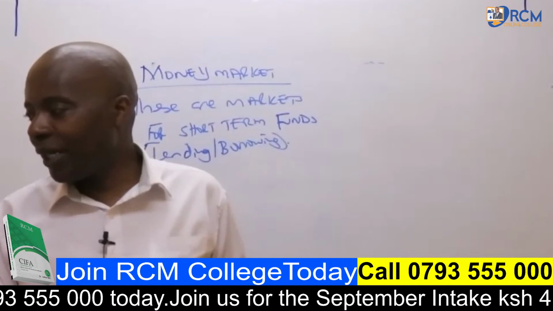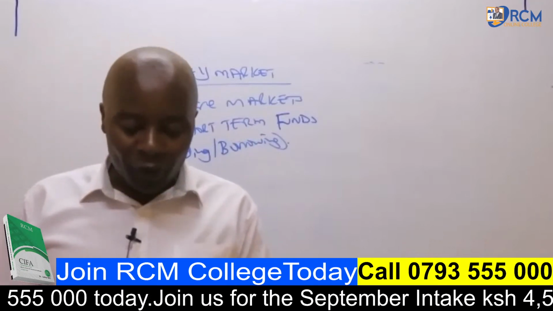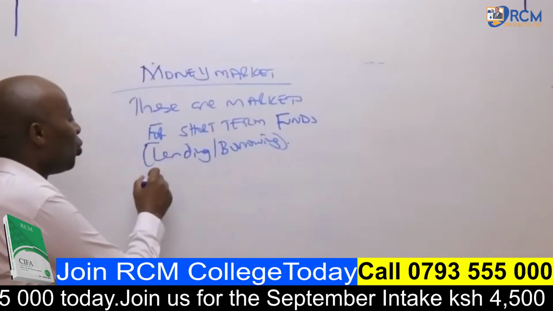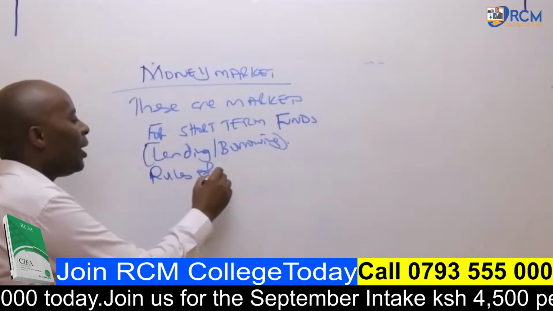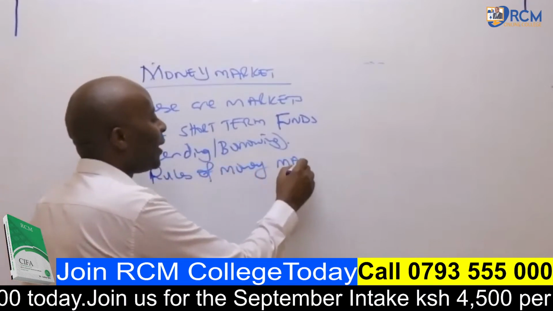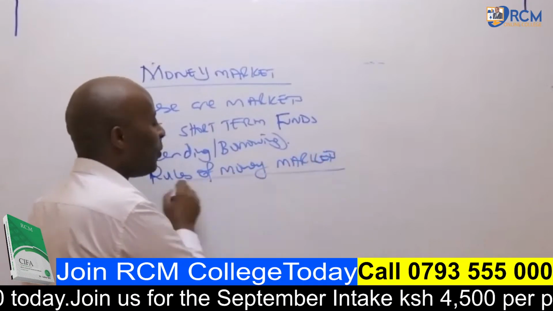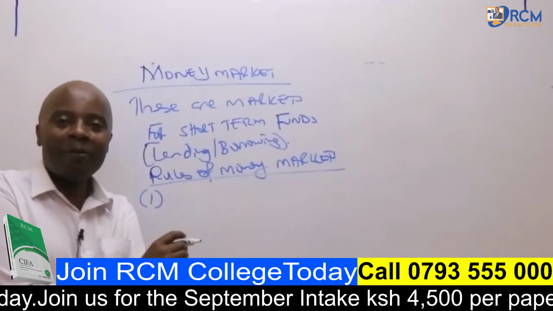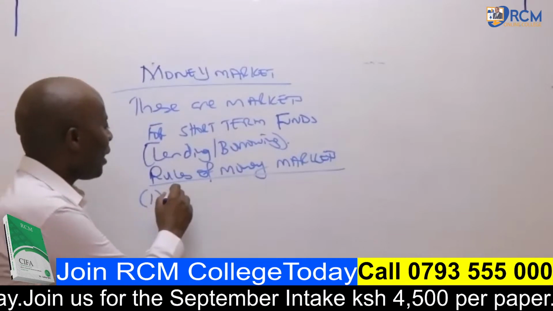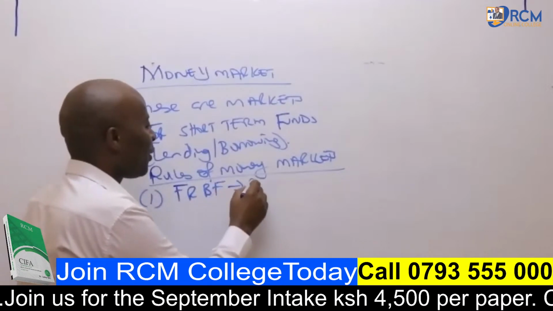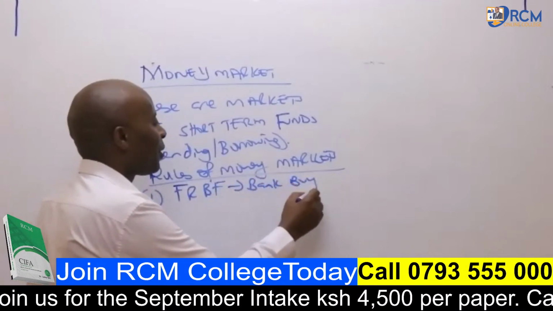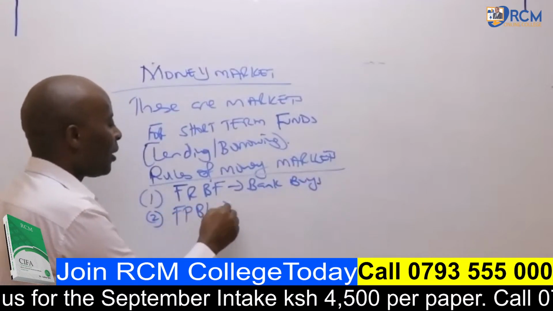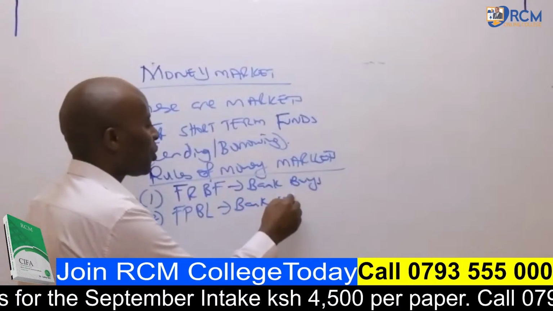Thank you very much. Now, ladies and gentlemen, when it comes to money markets, what are you supposed to be knowing? You need the rules. The rules of money markets. Number one is FR, BF, bank buys. That's number one. Number two, we have FP, BL, bank sells.